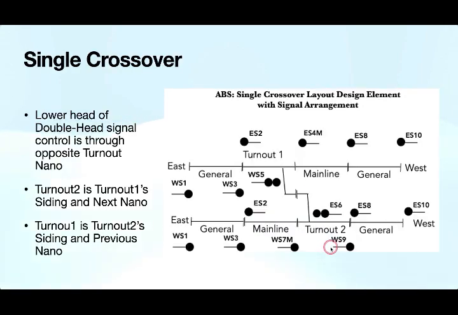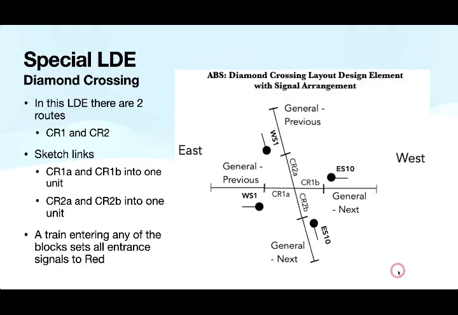Single crossover. In this situation here, turnout 1 block's next nano is turnout 2. So the lower head here is actually controlled by turnout 2. Turnout 2's previous nano is turnout 1, and the lower head of its double head signal is controlled by turnout 1. So the opposing turnout is the siding and controls the double head.